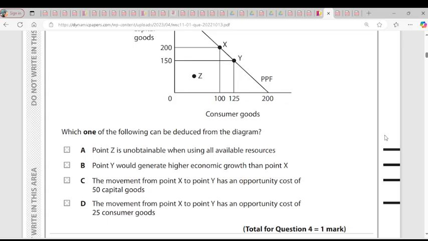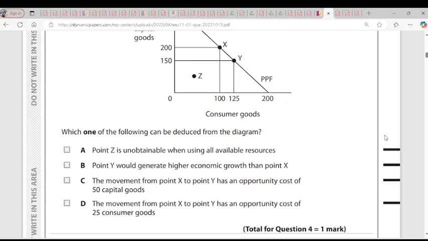Based on the fact that there's an increase in the production of consumer goods. The point is we should understand what we're talking about here. There's capital goods. There's consumer goods. If capital goods is reduced, it's as a result of us making a choice, producing more consumer goods. So producing more consumer goods means fewer capital goods will be produced. So the opportunity cost is the capital goods that are not going to be produced. We are reducing the production of capital goods by 50 and increasing the production of consumer goods by 25.